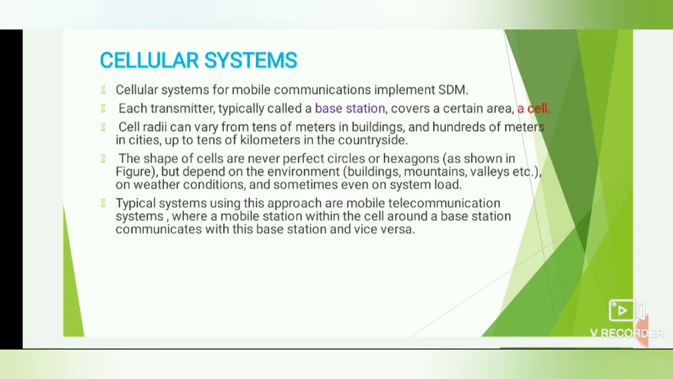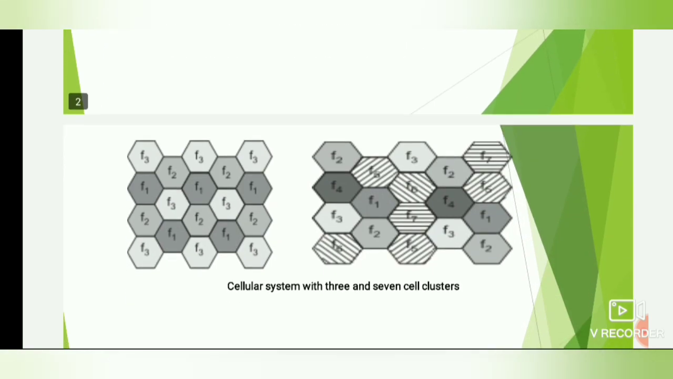So, the typical systems using this approach are the mobile telecommunication systems, where a mobile station within the cell around a base station communicates with this base station and vice versa. So, this is the cell. It shows the cellular system with 3 and 7 cell clusters. A cluster is nothing but a collection of cells.